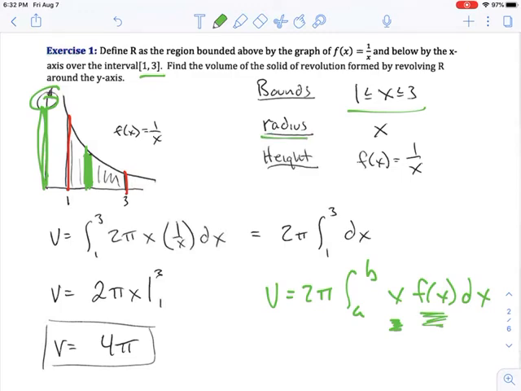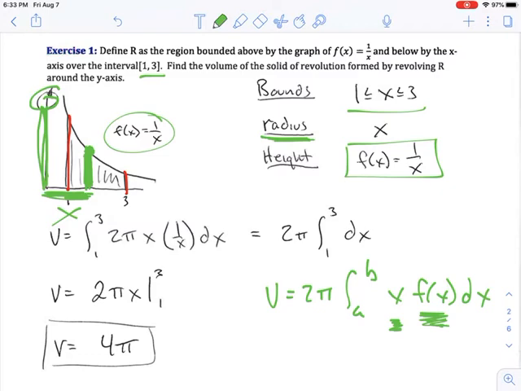So let's write down, what is our radius? Well, the radius of this rectangle right here, my green rectangle, is the distance from the y-axis to that rectangle. So that's a distance of x. Now, it's not always going to be just plain x, as you'll see in some of the later examples. The function value is the height. Well, what is the height of the rectangle? Since the top of the rectangle intersects the function, it is the function value. So the function value is the height of the rectangle.